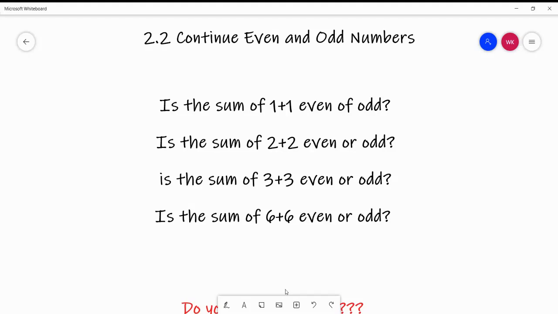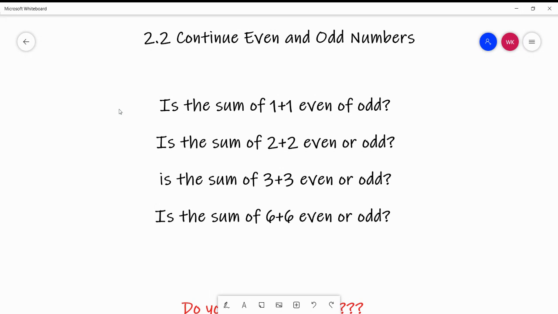Hello, we are going to go over lesson 2-2 from chapter 2 today, continue even and odd numbers. So if you didn't watch my last video, 2-1, even and odd numbers, I'd go ahead and watch that video first to kind of get the gist of what an even and an odd number is. And then I'd move on to this video so that you can understand deeper onto even and odd numbers. So we're going to start today by seeing if we can find a pattern.